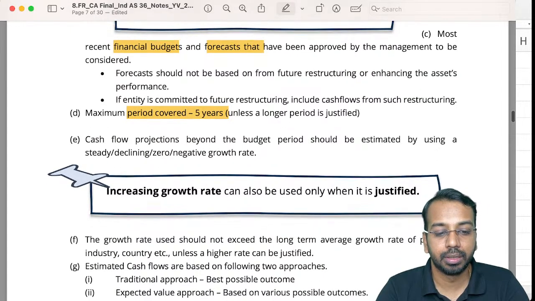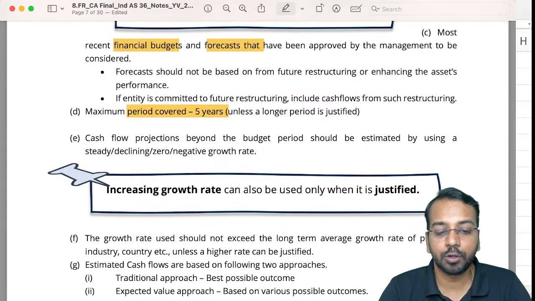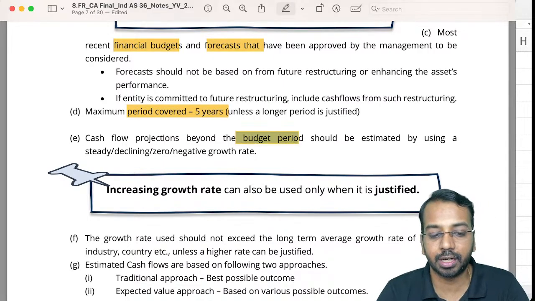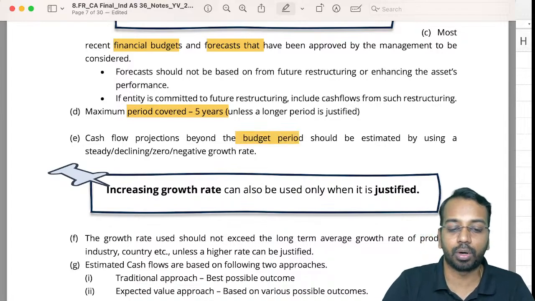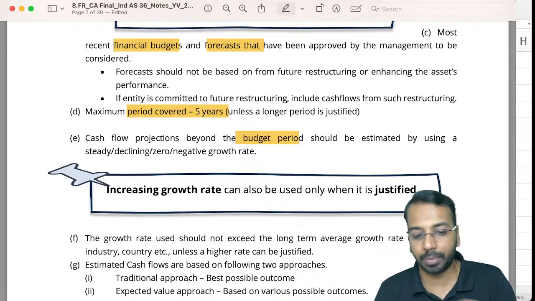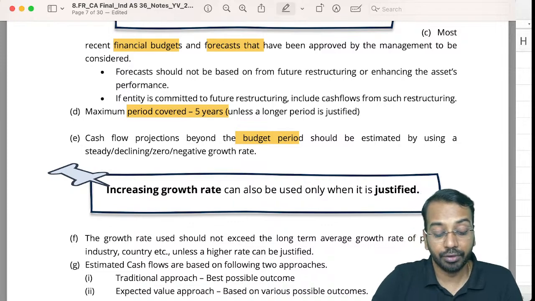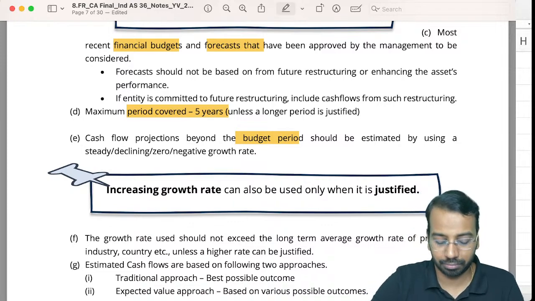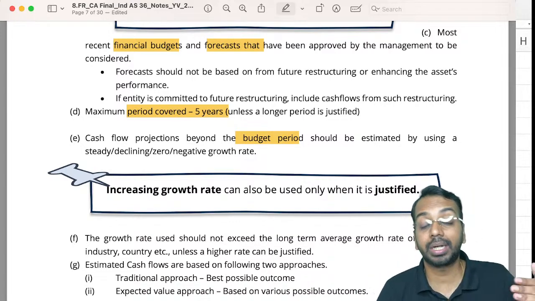Then cash flow projections beyond the budget period, meaning beyond that 5-year period, should be estimated by using a steady, declining, zero or negative growth rate. So beyond the budgeted period, we should either use a steady rate, let us say 5% growth, or a declining growth rate.